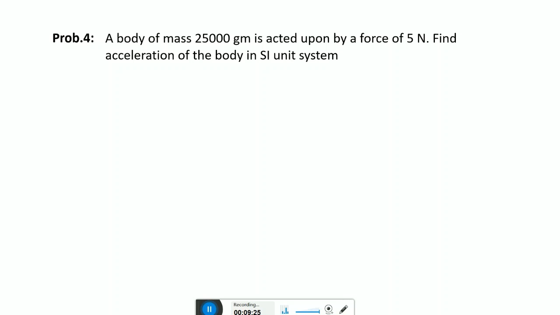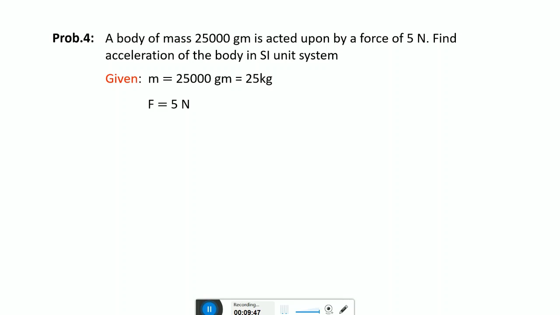So first write down the given parameters. A body of mass means m is given, but m is given in gram. Convert this gram into kilogram. So we get 25 kilogram. Force F is equal to 5 Newton, and we have to find out a, that is acceleration.